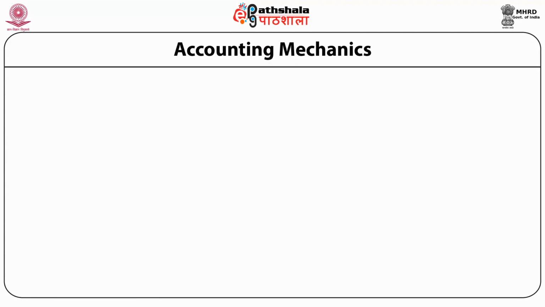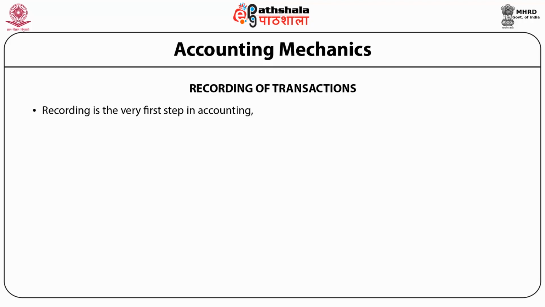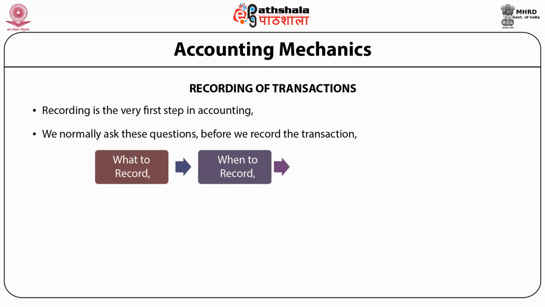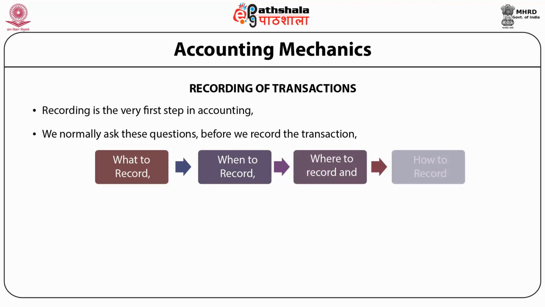Now let us discuss how we record the business transaction in the books of journal. To record the business transaction in the books of journal, we normally follow some steps. These steps are what to record, when to record, where to record, and how to record. Under what to record, all the transactions which take place in the business should not be recorded.